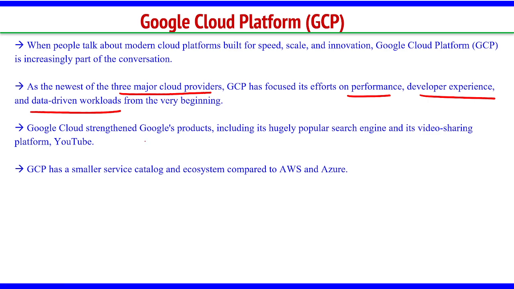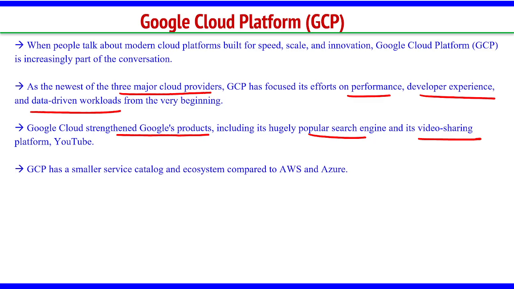Right? And it strengthens Google products, its own products. See, the Google search engine and video sharing platform, that is YouTube. So all the YouTube related stuff is using this GCP platform, right? So that's why its market share is very less. It's less because it has fewer services. Very few people are using this GCP, right?